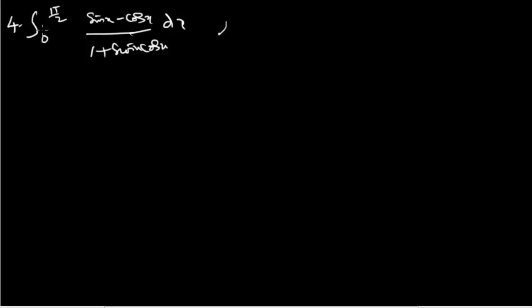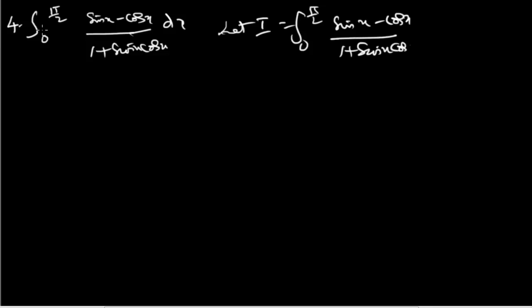Next problem, that is integral 0 to pi by 2 of sin x minus cos x by 1 plus sin x cos x into dx. Now let I be equal to the problem. Let I is equal to integral 0 to pi by 2 of sin x minus cos x by 1 plus sin x cos x dx. Call this one as number 1.